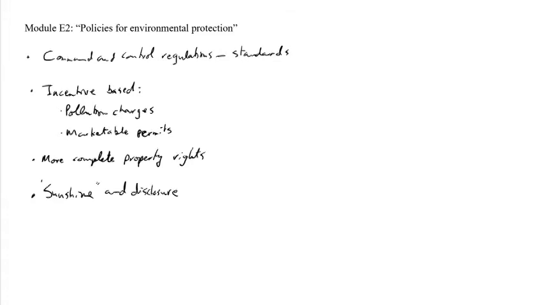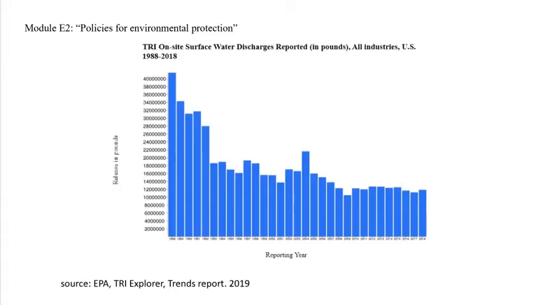For example, over the last 30 years, the Environmental Protection Agency, through its Toxic Release Inventory program, has required reporting and publishing emissions data related to toxic releases. These include emissions to air, water, and land. If we look, for example, at the surface water discharges across all industries in the US over the last 30 years, we see that there is almost a factor of 4 reduction in the amount of emissions that have been produced.